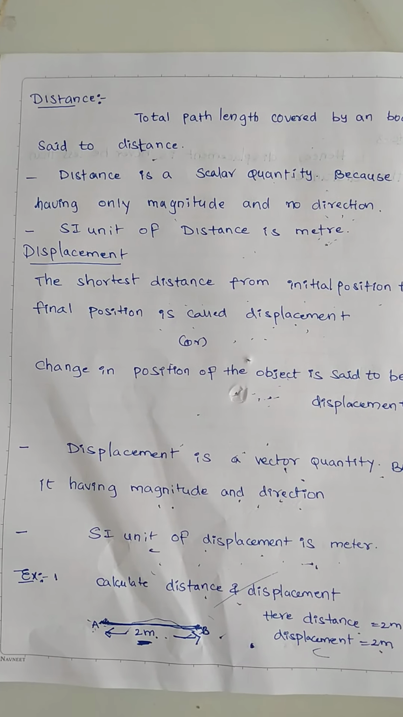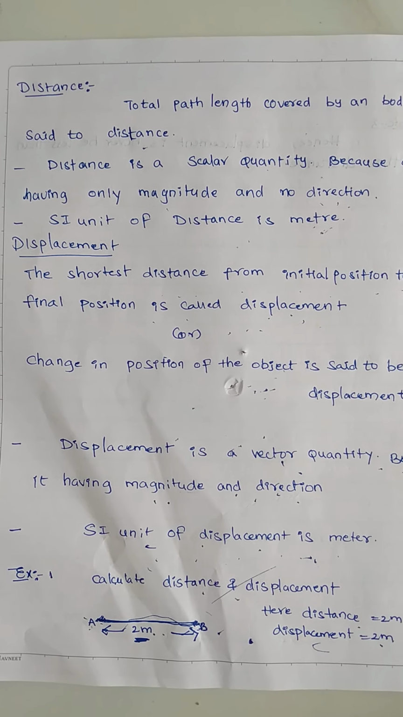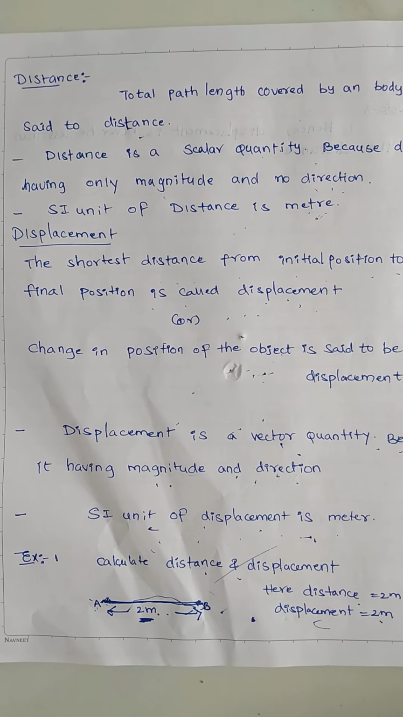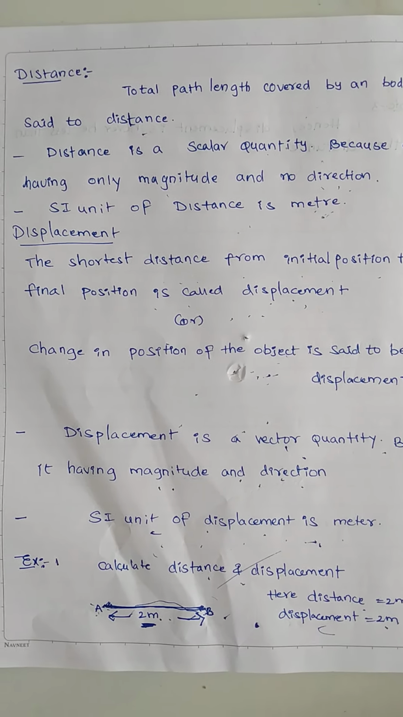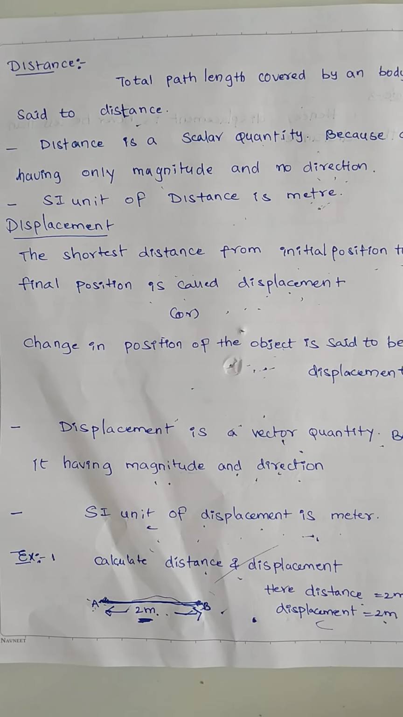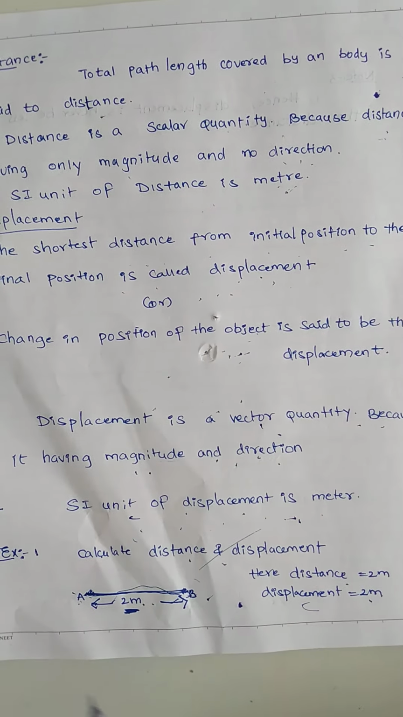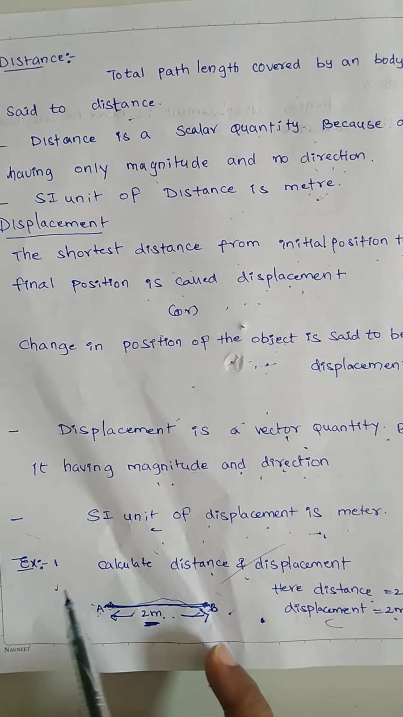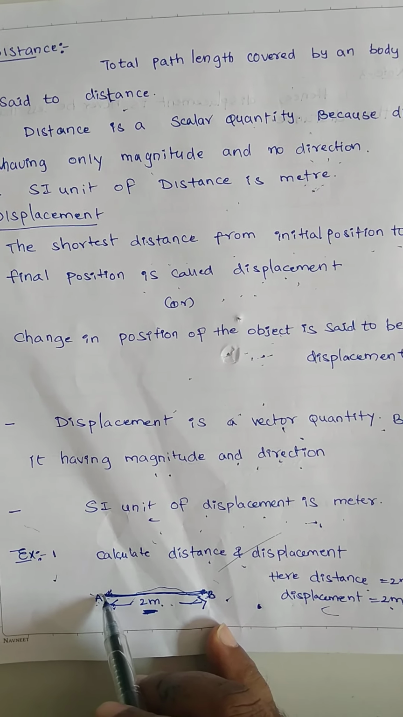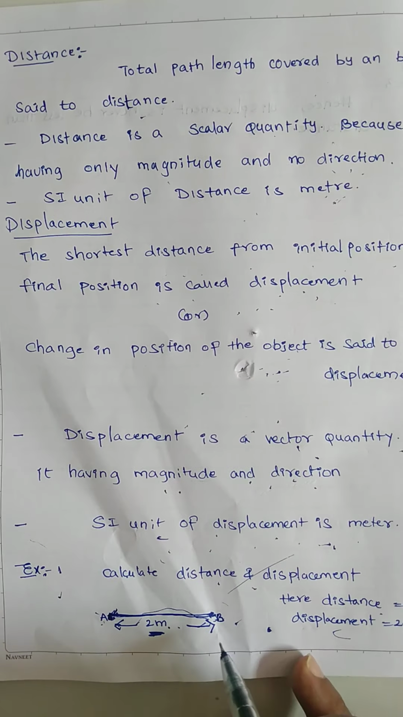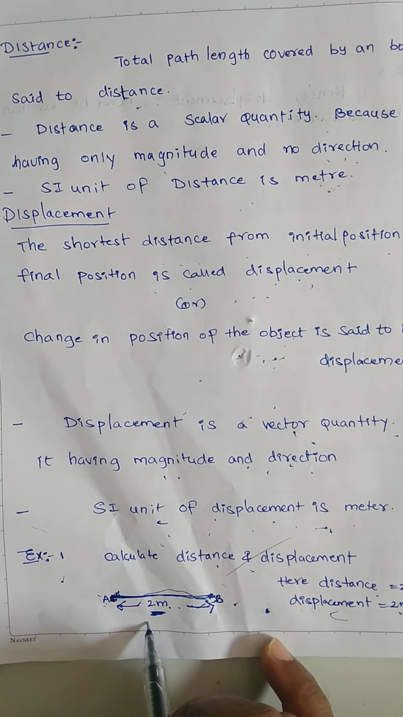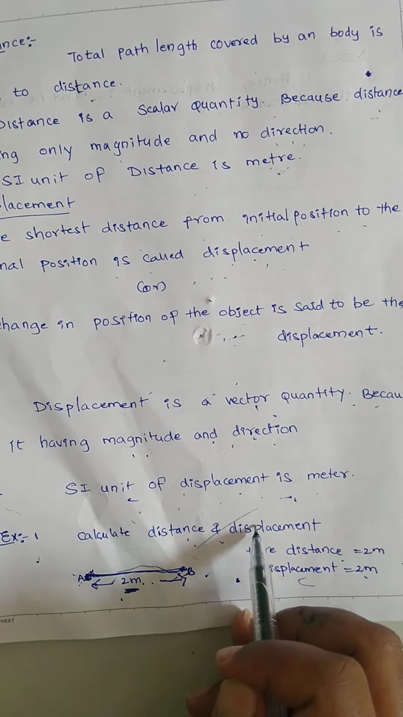For example, in straight line motion, what are the relations of distance and displacement? In circular motion, what are the relations of distance and displacement? You can see, for example, I am taking example 1. It is a straight line motion, from A to B. I am taking 2 meter. I want to calculate distance and displacement.